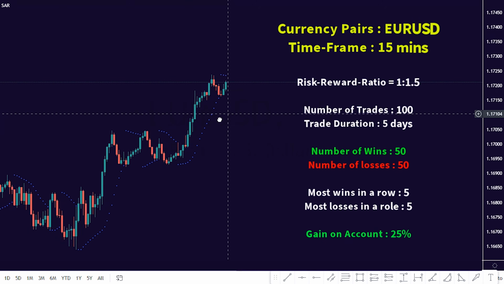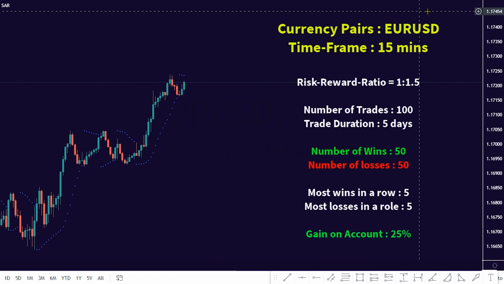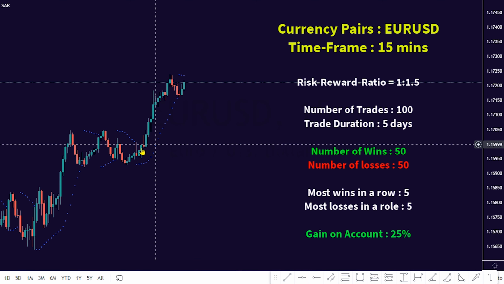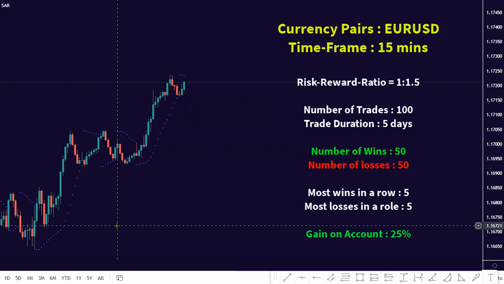Here's my 100 times back-tested trading results in a row based on this trading concept on the 15-minute time frame of the euro US dollar. I implemented the 1 to 1.5 ratio. That was on 100 trades for 5 days. I got 50 wins and 50 losses. Most wins in a row is 5. Most losses in a row is 5. Gain on the account is 25%.